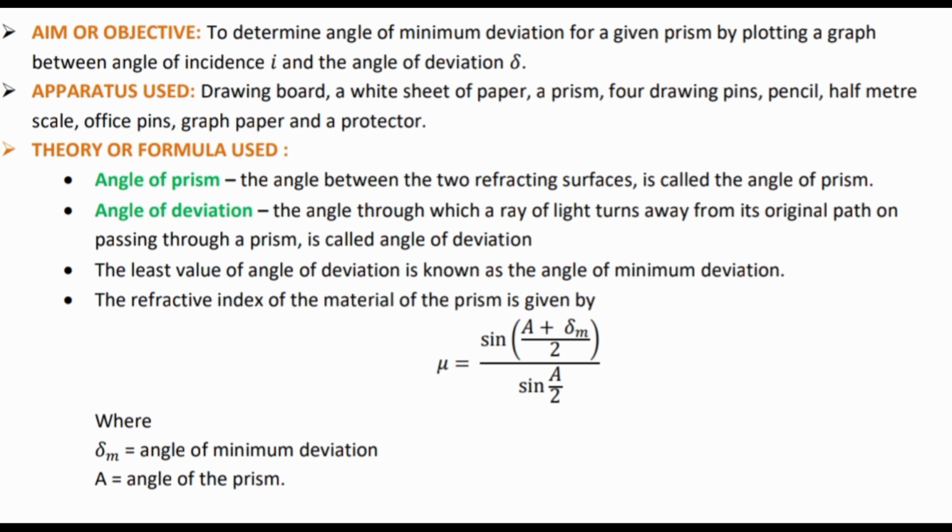Then the principle used: only the necessary theory we have to write for the principle. Here we have to mention the equation for finding the refractive index of the material. That is n is equal to sin((A plus delta m) by 2) divided by sin(A by 2). Here instead of delta m we can write capital D also. A is the angle of the prism and D is the angle of minimum deviation. Here we are taking the angle of prism as 60 degree, as this is an equilateral triangle. And by substituting the values of A and D we can find the value of refractive index.